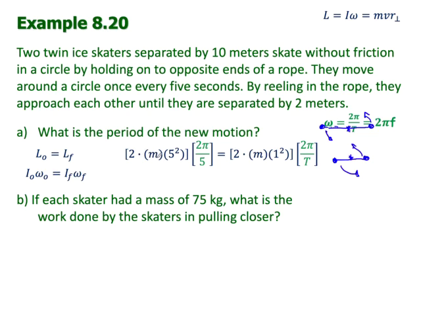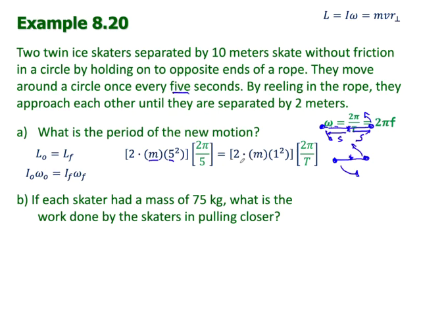The rotational inertia is going to be the mass of each of the two skaters times how far they're away from the center. In this case, they're each 5 meters away from the center before they get started, or before they pull on the rope. There's two of them, so 2 times mr squared, times the omega, which in this case is 2 pi over the period, 5 seconds. Where is that 5 seconds? Oh, I forgot. Oh, every 5 seconds, there it is.